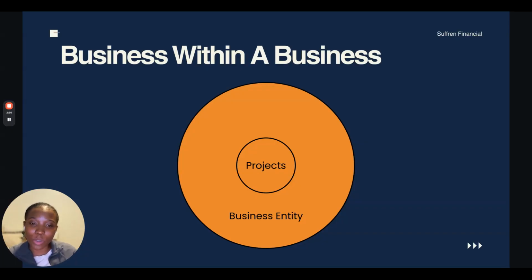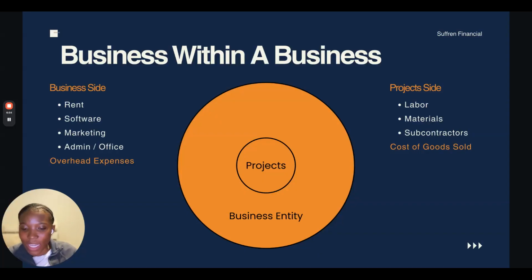These are the homes you're building, flipping, or remodeling. Without this, there is no business. So these projects are like mini businesses themselves. And your accounting system needs to be able to capture both these layers. On one side, you have your overhead expenses, things like rent for your office space, software, marketing, office expenses. These are costs that keep the business running, but they're not tied to specific jobs.